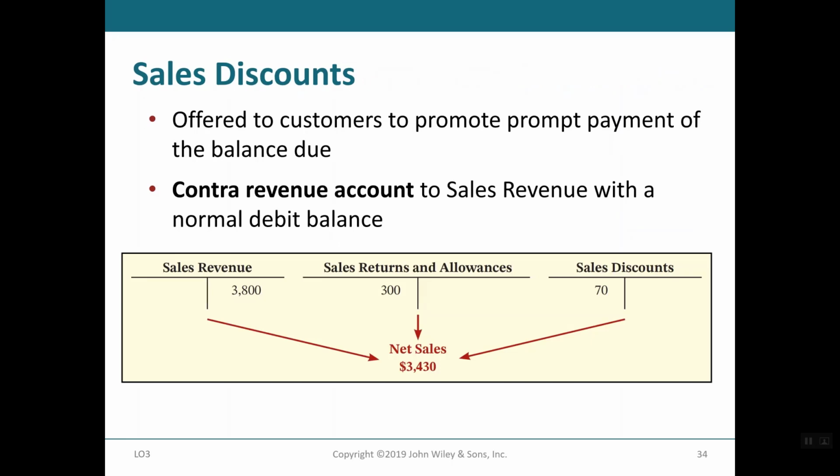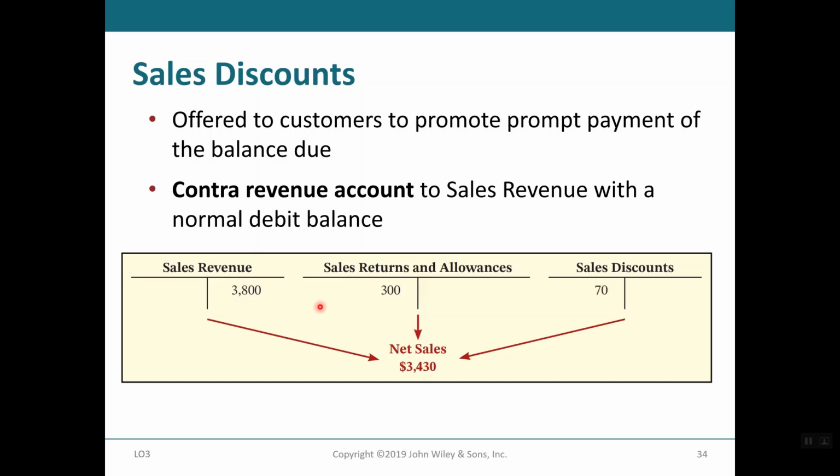Okay. So sales discount is offered to customers to promote prompt payment of the balance due. These are contra revenue accounts to sales revenue with a normal debit balance. So we have our sales revenue of 3,800, sales return was 300, and then we have our sales discount, which is 70, based on calculations. We did the calculations when we did the purchase aspect of this.